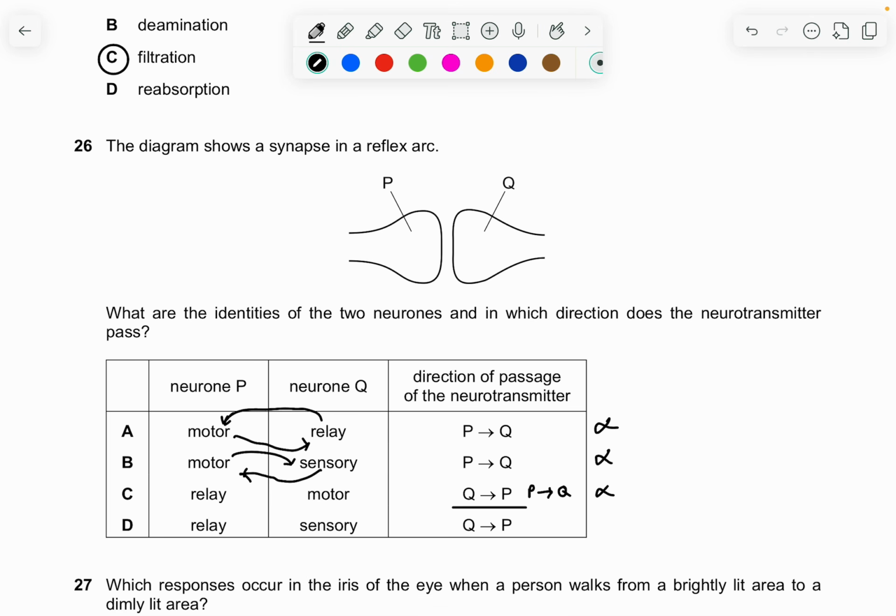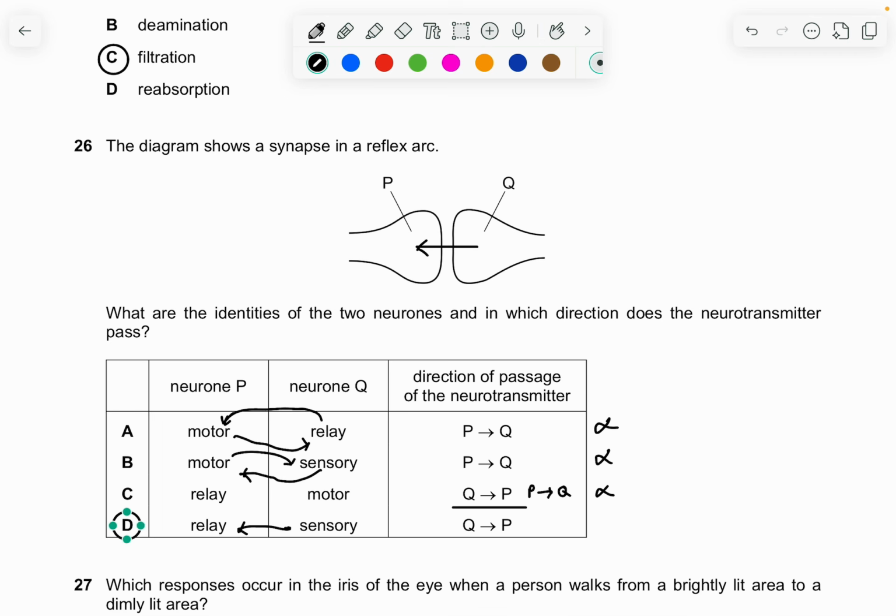Alright, so you put neuron Q as sensory and relay as neuron P, but you can see it's from Q to P. So we assume that it's going like this, or in the graph they're going this way, which is actually correct also. Remember that a synapse doesn't have to start from the left and move to the right. It depends on the type of neuron. If that neuron is stated correctly and is going to the subsequent neuron, which is the correct type, that is also correct. Alright, so the answer is D.